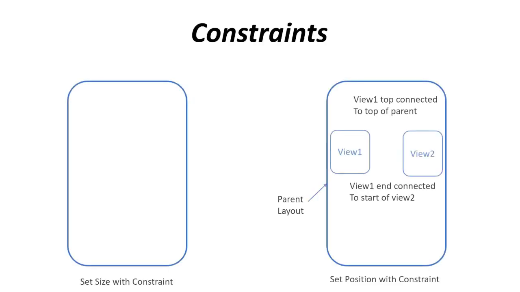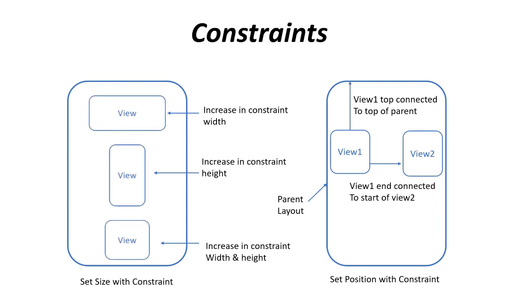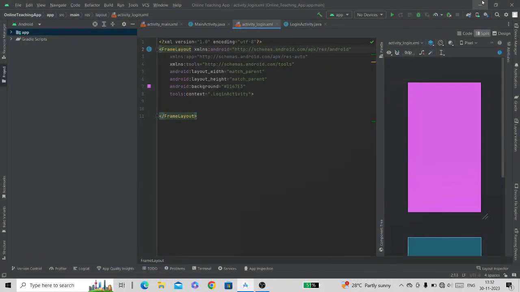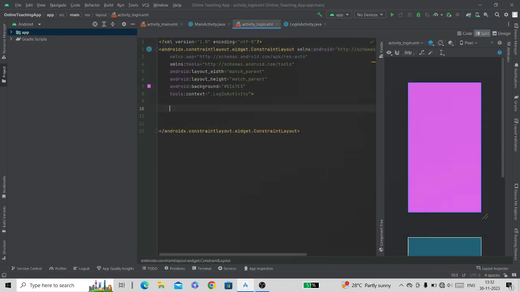Constraints specify the position and the size of the view in relation with other views or with the parent layout, as shown in the screen. Now let's do this in the code. Change the layout to constraint layout. Then add a text view.